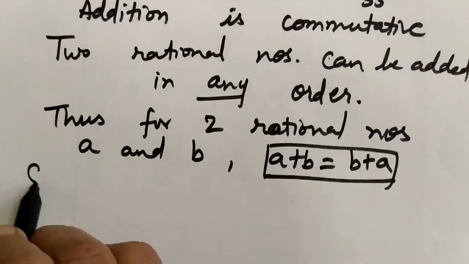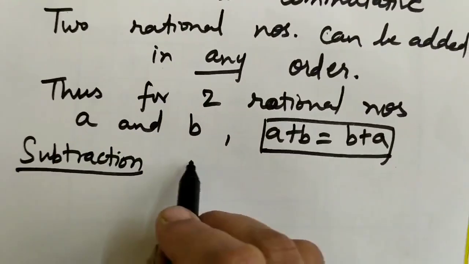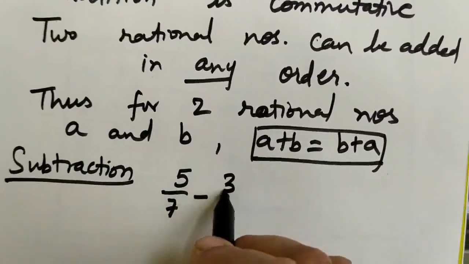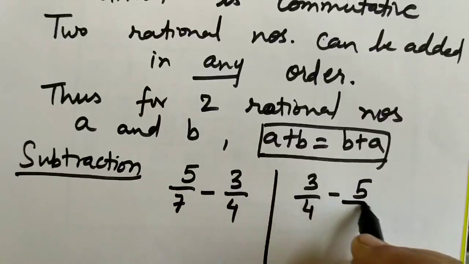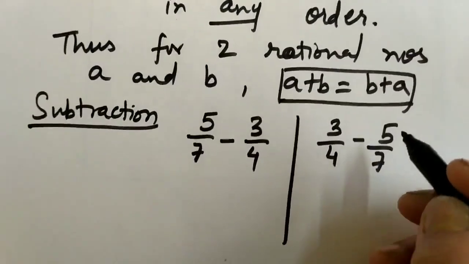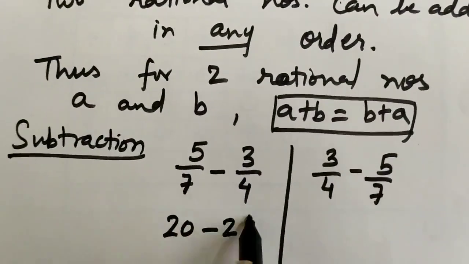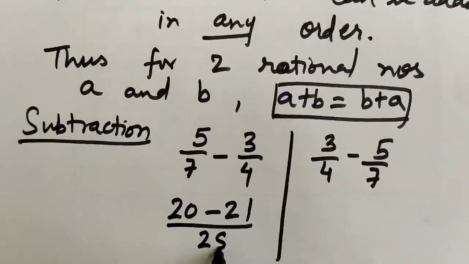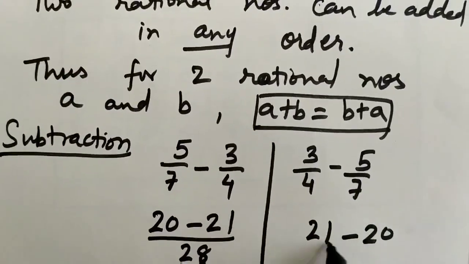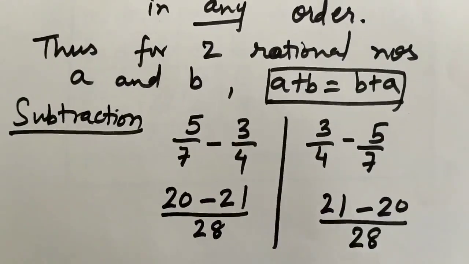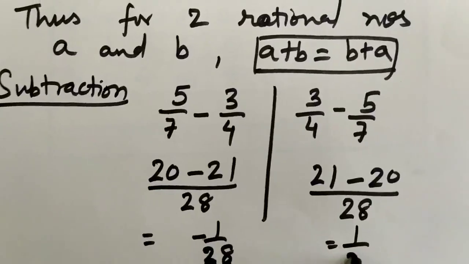Now let us see for subtraction. We will take any two rational numbers, say 5 upon 7 minus 3 upon 4. If we interchange these numbers, it will be 3 upon 4 minus 5 upon 7. Again we will solve by cross multiplication. 5 4s are 20 minus 7 3s are 21 upon 7 4s are 28. Here 7 3s are 21 minus 5 4s are 20 upon 7 4s are 28. Here we will get the answer minus 1 upon 28, but here we will get the answer 1 upon 28.